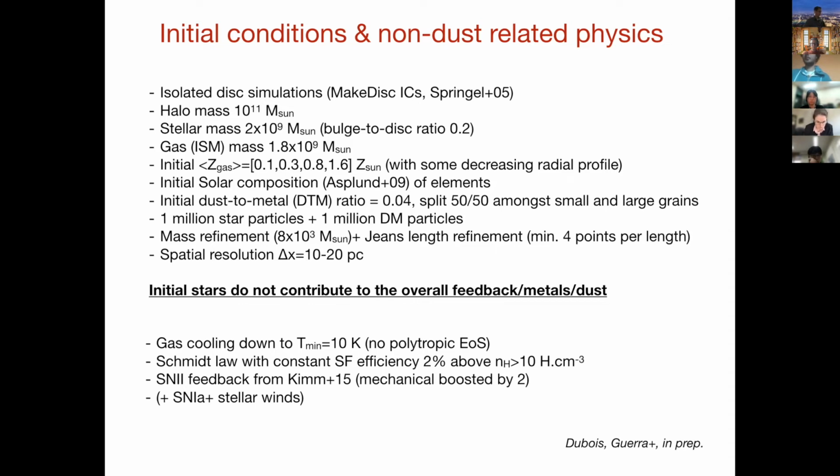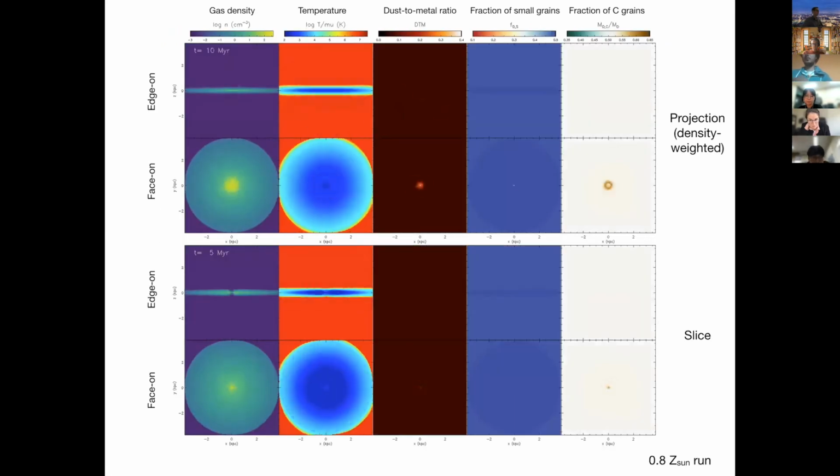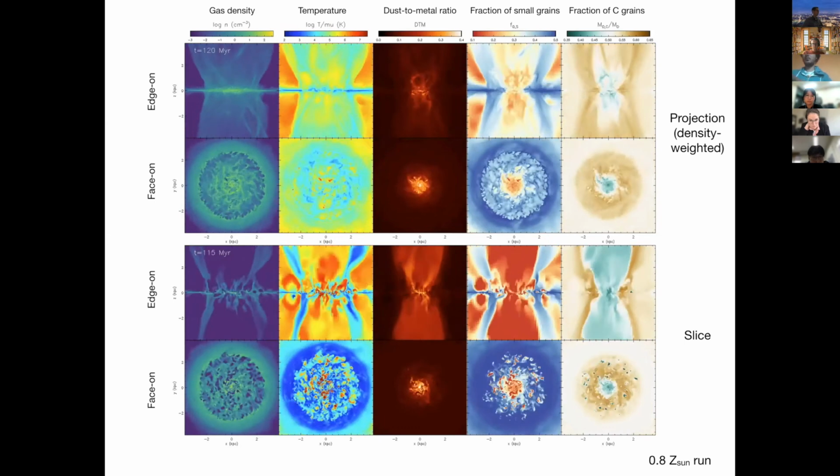And finally, the physics is quite simple. It's gas cooling down to a minimum temperature of 10 to the power K. No polytropic equation of state, very important, especially because of coagulation, shattering, accretion to dust. If you modify the temperature, you modify those timescales. So no polytropic equation of state, and a Schmidt law with constant star formation efficiency and type 2 supernova feedback using the mechanical implementation from Kim and Ostriker. We have also stellar winds and type Ia, but they are fairly irrelevant. You'll see it later.